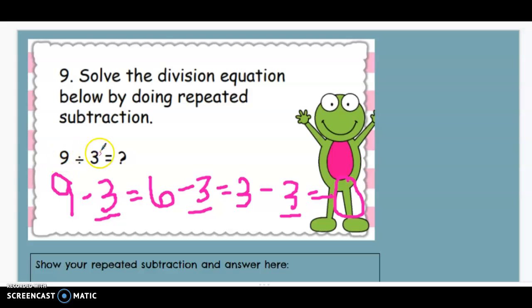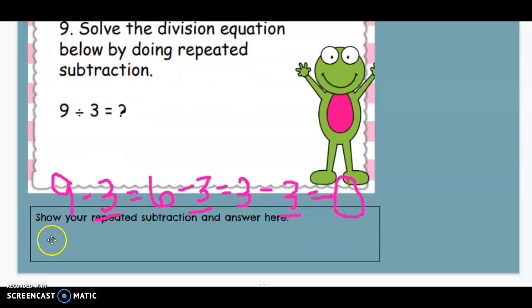This is your dividend and this is your divisor. The number of times that you subtract your divisor is going to be your quotient, and the quotient is your answer. Okay, so 1, 2, 3. If you're going to show me your repeated subtraction, you would show me 9 minus 3 equals 6, minus 3 equals 3, minus 3 equals 0, okay? And then you subtracted 3, 1, 2, 3 times.